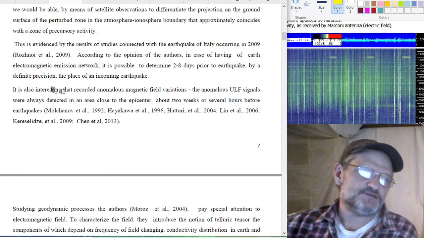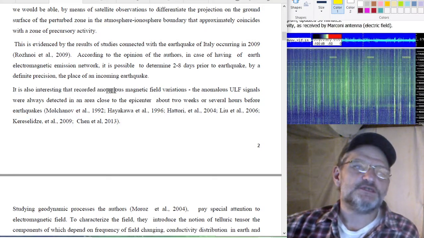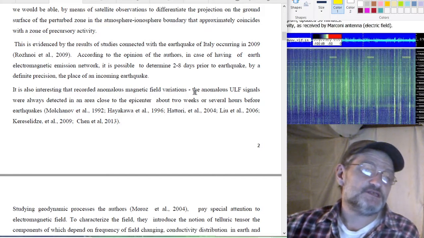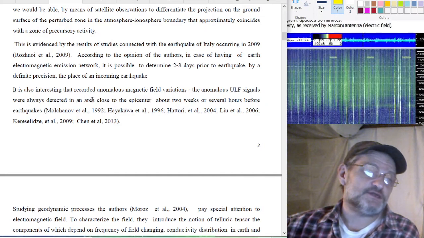It is also interesting that recorded anomalous magnetic field variations, the anomalous ULF signals, were always detected in an area close to the epicenter, about 2 weeks or several hours close to the earthquakes.